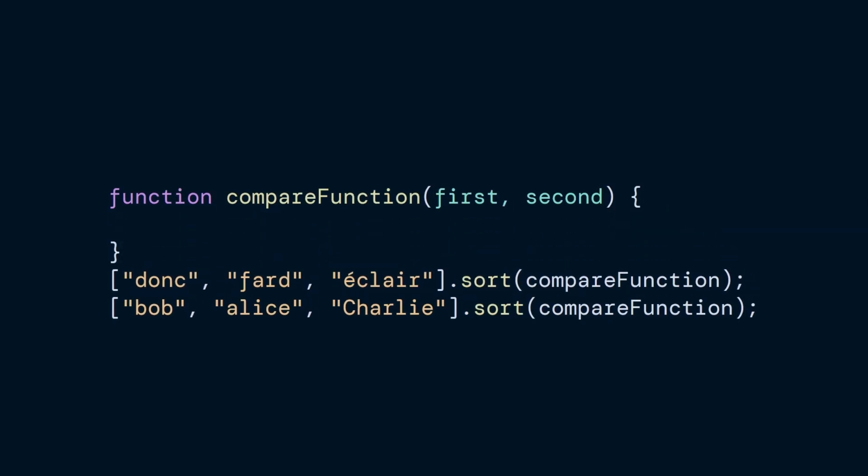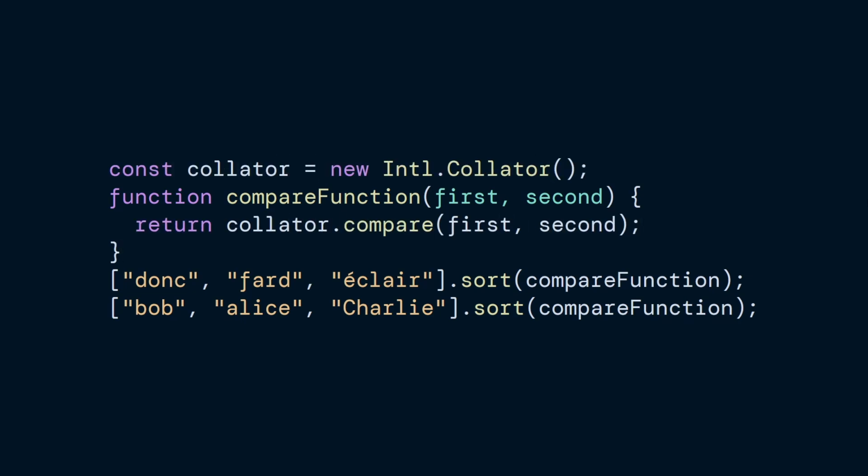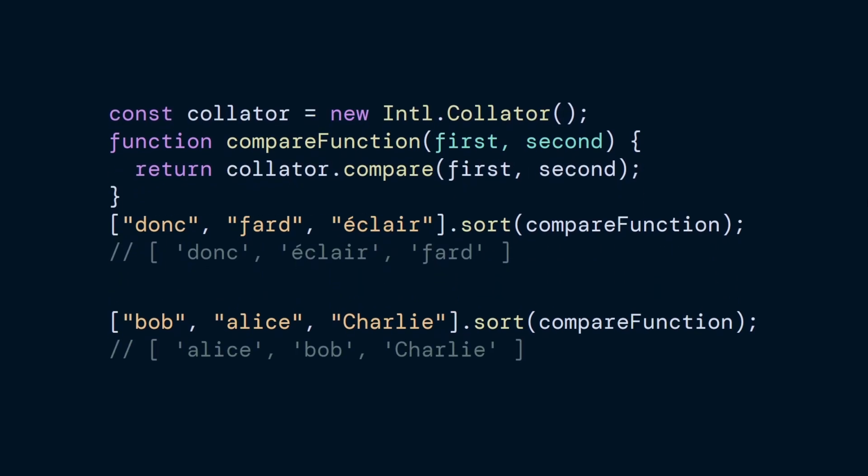Luckily, we don't have to know all the intricacies of all the possible languages our program might encounter. We can use a collator class to compare strings for us. We create a collator object and use its compare method inside our compare function. And just like that, we're getting a correct order of our strings.